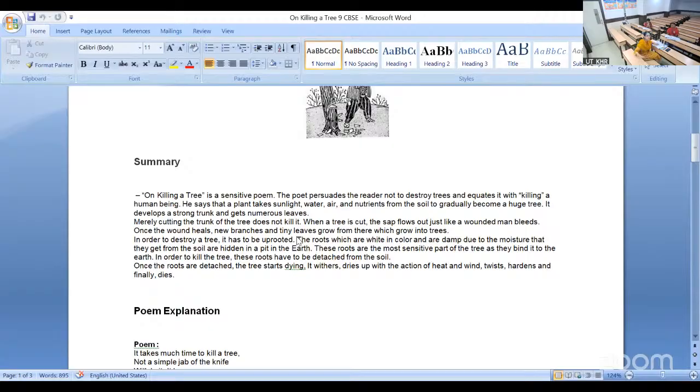Just see the summary. He says that a plant takes sunlight, water, that's what I told you. Sunlight, water, air, and nutrients of the soil to gradually become a huge tree.